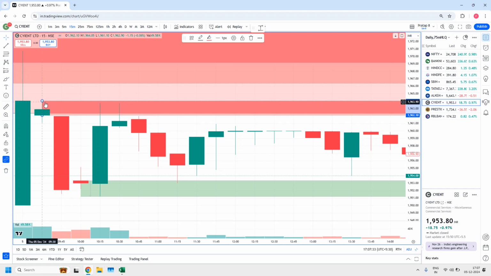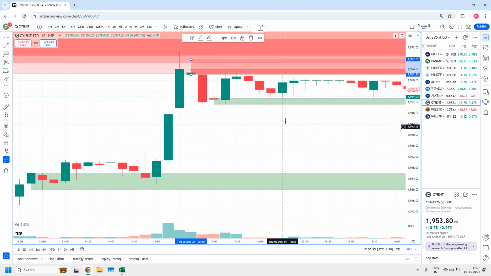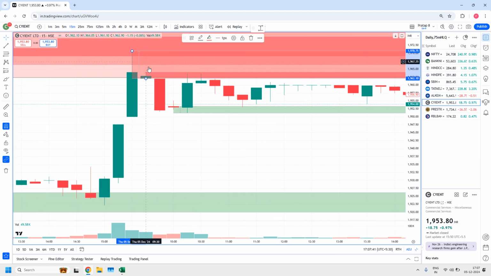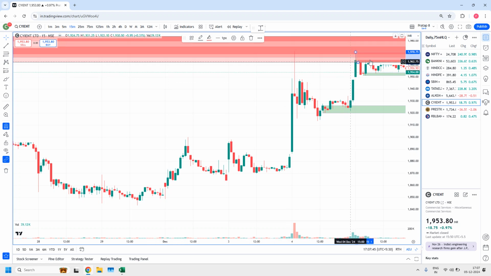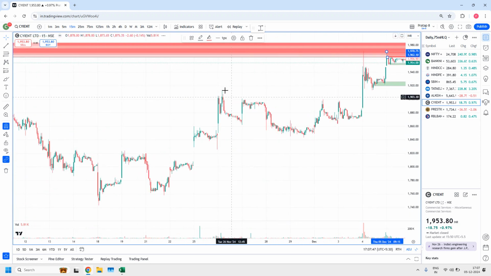This is the 15-minute zone. Because this is a rally candle, you have to draw like this. Rally base drop. Now again LOTL zones. This 15-minute zone and this 15-minute zone.